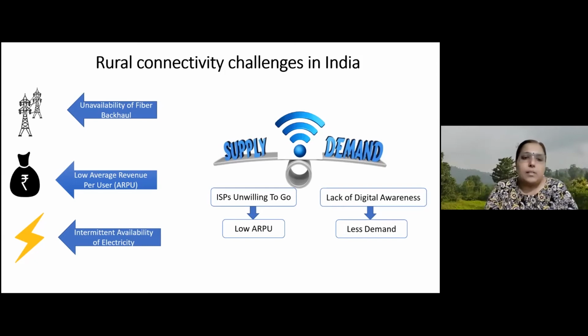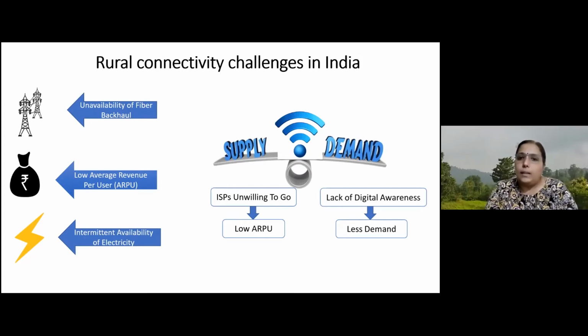Then there is this low average revenue per user. The telecom operators don't want to enter into these remote locations because they don't find it a lucrative business model to get subscribers and enable connectivity over there. And the third important thing is intermittent availability of electricity. There is no 24 into 7 electricity, which makes it very difficult for the devices to sustain over there because of so frequent power outages. The devices conk off very soon.